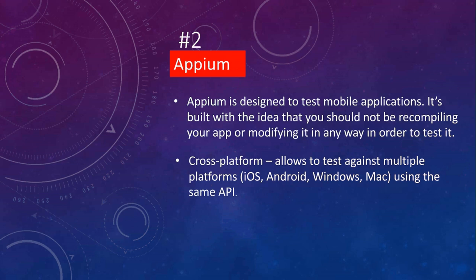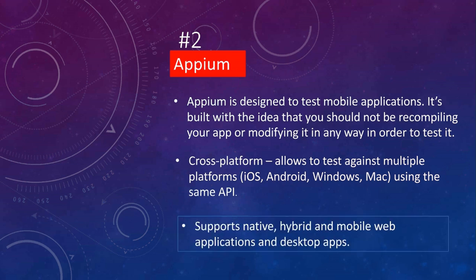Appium is cross platform, so it allows you to test against multiple platforms. For example, if you have written some code, that will work on iOS and that will work on Android or Windows also. You don't have to create different programs when you're working with Appium. So that's the best part. And Appium supports the automation of the native app, the hybrid app, the mobile web application, and even nowadays desktop applications. So Appium can automate all these things.